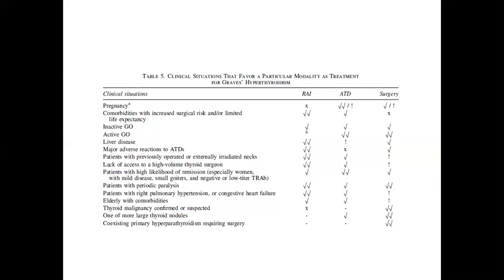Likewise, antithyroid medications are used as the first-line therapy in patients with pregnancy, those with active Graves' ophthalmopathy, and those patients with a very high likelihood of remission, as we discussed. These are typically women with mild disease, small goiter, and a very low level of TRAb antibodies.